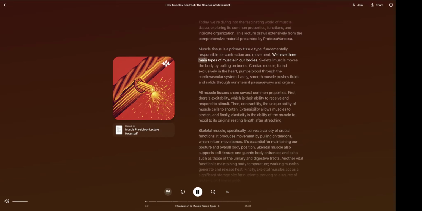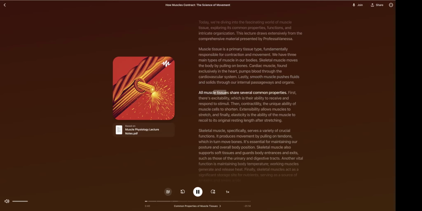We have three main types of muscle in our bodies. Skeletal muscle moves the body by pulling on bones. Cardiac muscle, found exclusively in the heart, pumps blood through the cardiovascular system. Lastly, smooth muscle pushes fluids and solids through our internal passageways and organs.